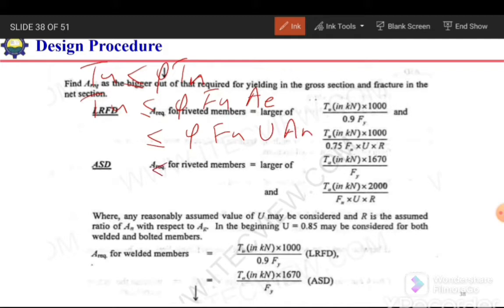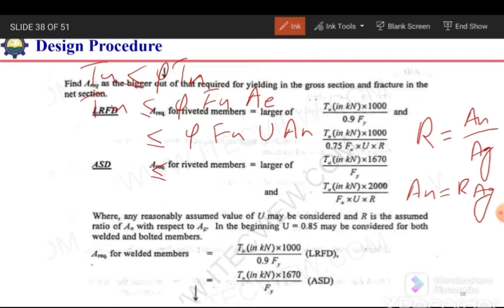And if I say that the ratio of net area and the gross area is equal to R, so A_net over A_g, then I can write that this net area is equal to R times A_g. So here I will replace this A_n with R times A_g. It should be greater than T_u, or T_u should be less than or equal to this one.